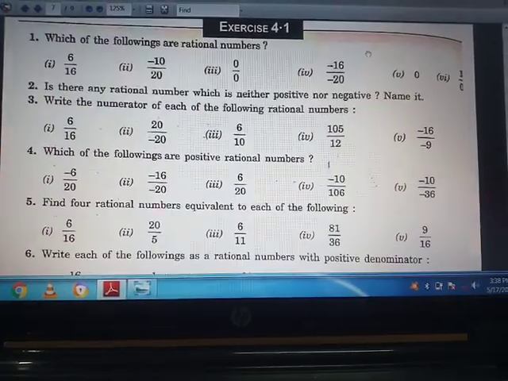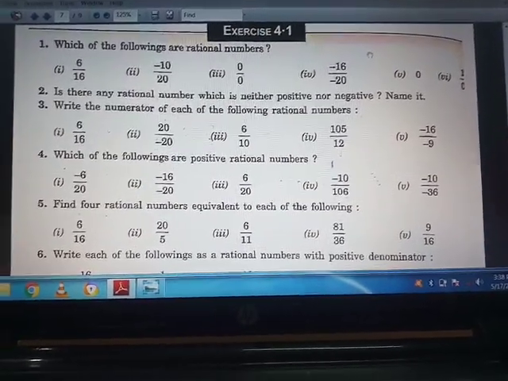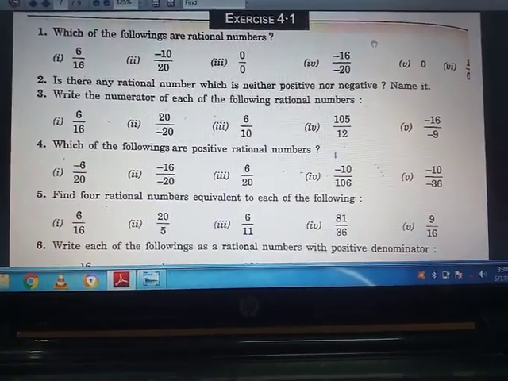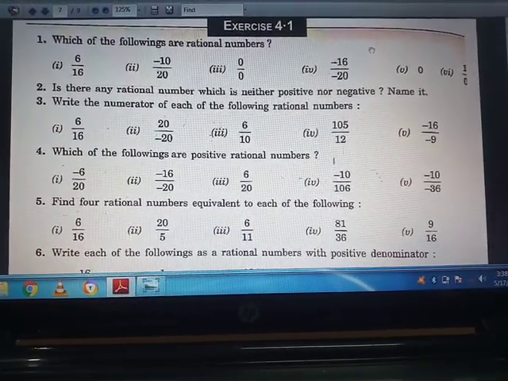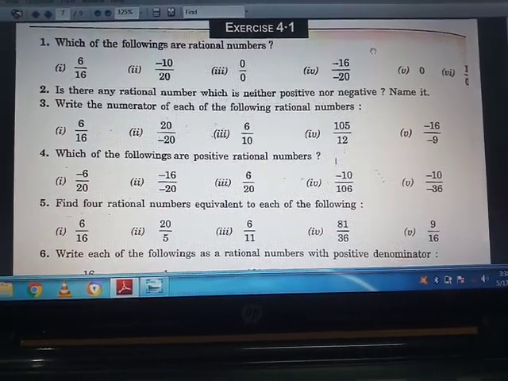0 is also an irrational number. 0 is also the rational number. So this will also be the rational number. So sixth one is 1 by 0.